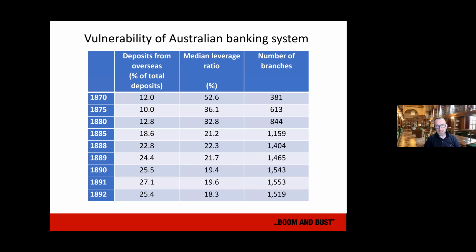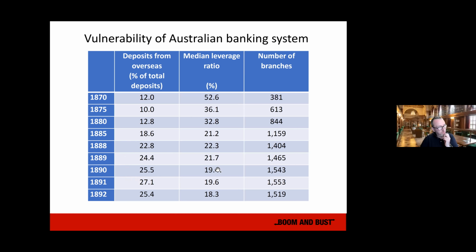Just to give you some idea then of the vulnerability of the Australian banking system. So there's 28 banks in Australia at this time, and they grow really vulnerable during this land boom. So in terms of sourcing deposits from overseas, largely from the UK, these Australian banks would advertise for deposits in Scottish and English newspapers. And so by the time we get to the late 1880s and into 1890, a quarter of their deposits are coming from overseas.